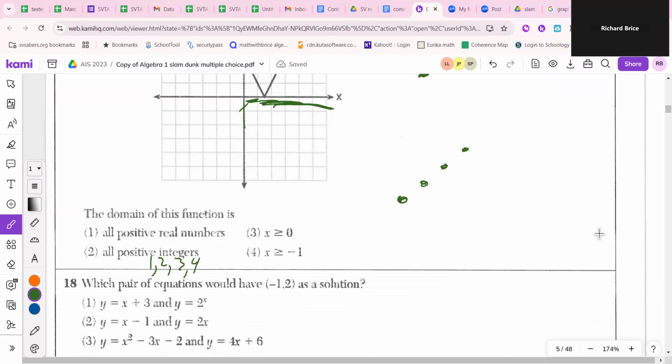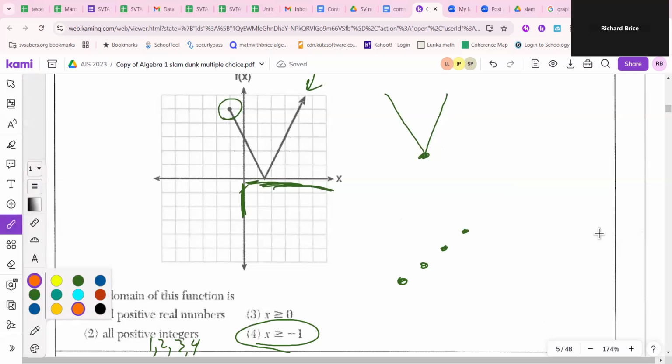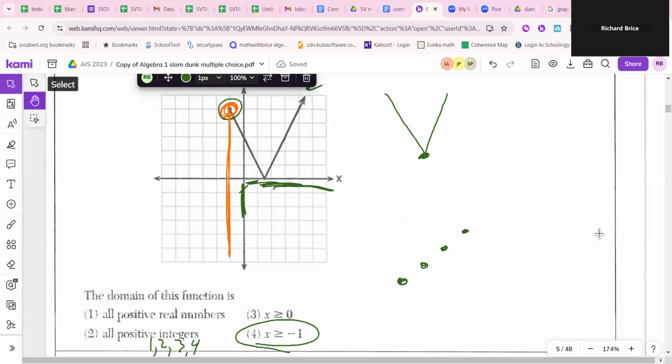All x is greater than 0? Nope. All x is greater than or equal to -1. Let's take a look. Is this at -1? Yes, it is. It's filled in, so it has to have the equal to sign. It is choice 4.